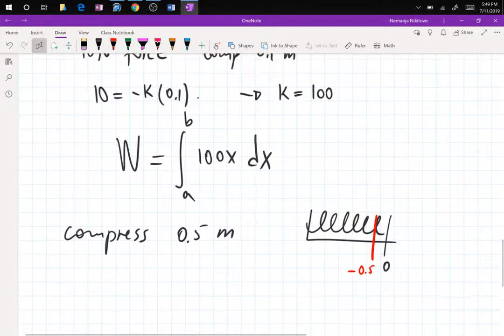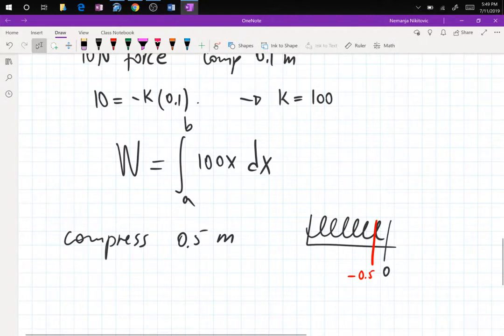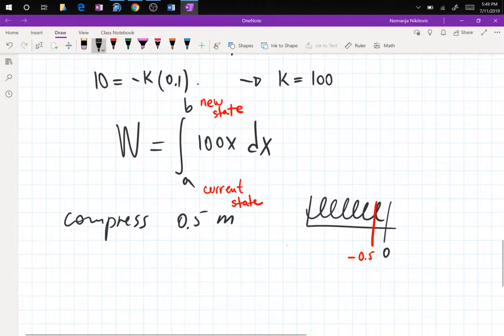But there is one more aspect of this. Your limits on the integral are A and B. A is the current state, and B is the new state. It is going to be very weird for you now to see that the work is given as the integral from 0 to negative 0.5 of 100x dx. You're not used to seeing the smaller number up there.